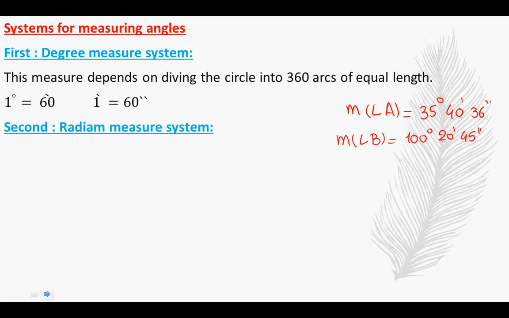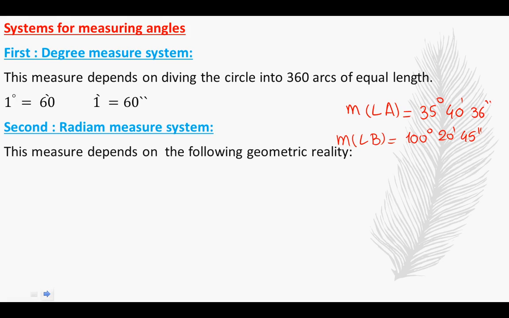Second, the radian measure system. In first secondary, we are going to study the radian measure system. So the first system is the degree measure system, and today's lesson is talking about the radian measure system.